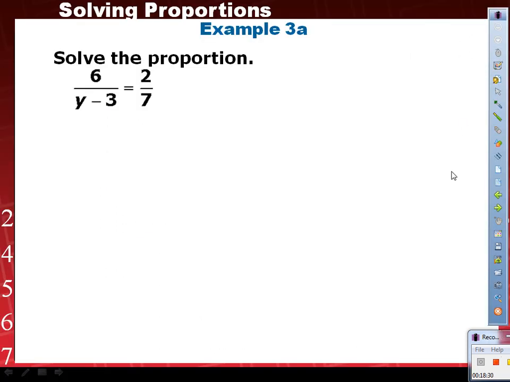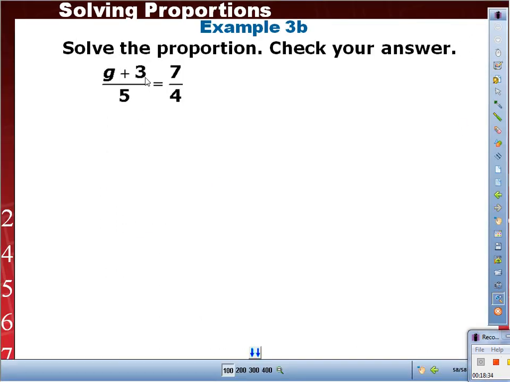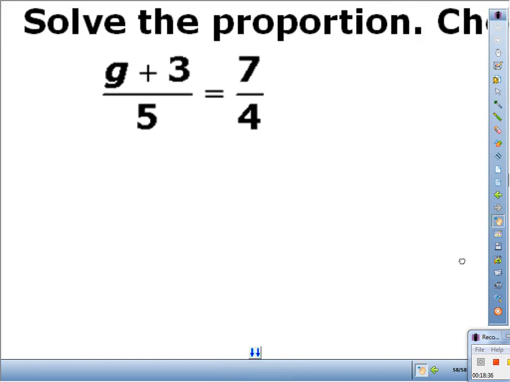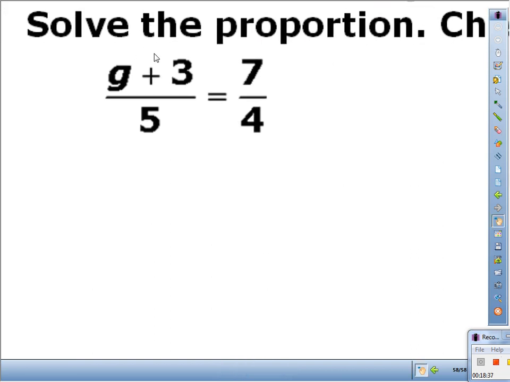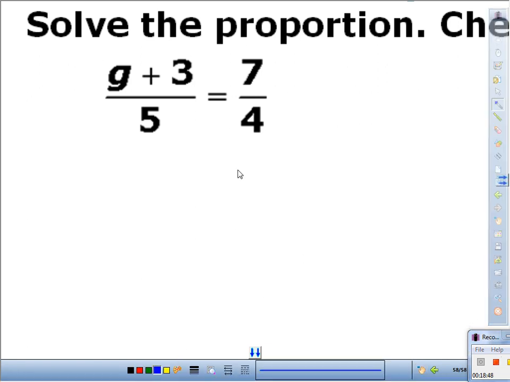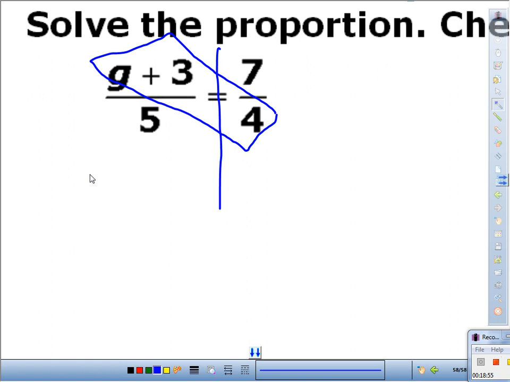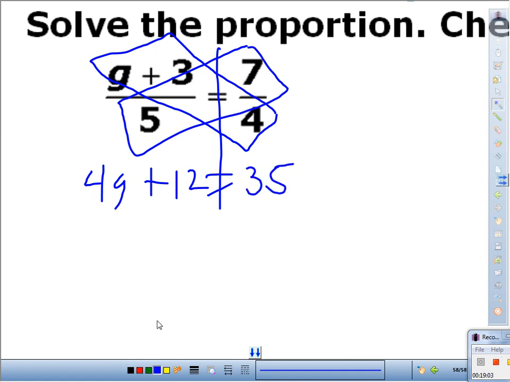All right, do this next one by yourself. Here we go. Example 3B, and the proportion is g plus 3 over 5 equals 7 over 4. Copy that and go. All right, help me out with this one. Marco, go. What do I do? Multiply 4 and g and 3, so what do I get? Plus 12 equal to what? 35. Hands if you got it right there. Continue, Marco.